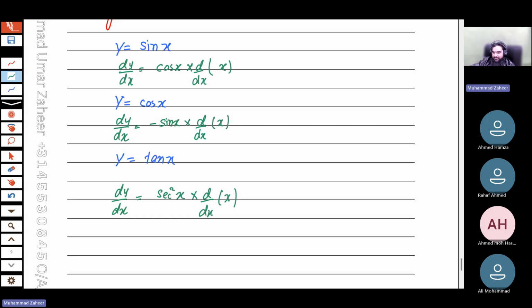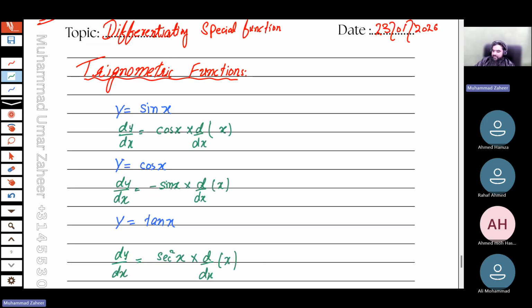Any question till here? For example, to write it in a more appropriate form, you have y is equal to sine of f of x. I just told you the derivative of sine is cos, so the derivative is cos f of x multiplied by the derivative of f of x, because the angle here is f of x.